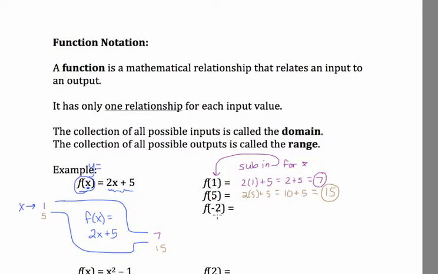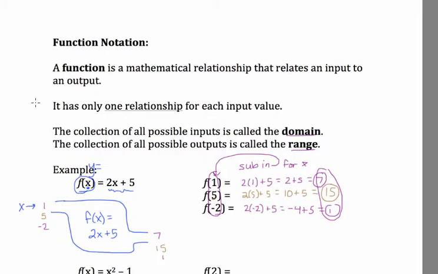Okay, f of negative 2. Again, negative 2 is my input. That's what I put into my machine as the x. So 1 is my output. F of negative 2 equals 1. These numbers, my x values, my inputs, are all part of the domain. These numbers, my outputs, are all part of my range.